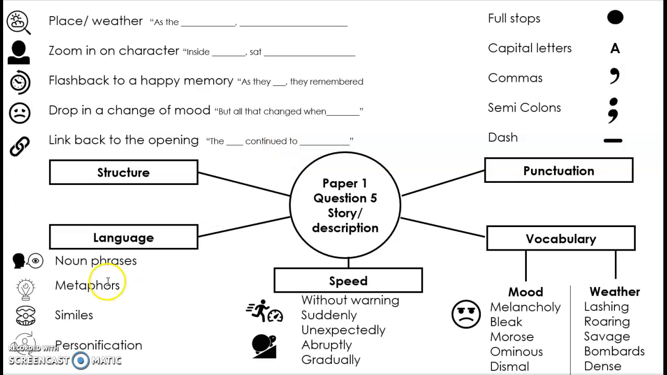You're also assessed on your language. So within the quality of your story, it's not just about how you organise it and structure it, but also the words you use. Noun phrases, metaphors, simile, personification. Those are the basic tools you have as a writer to bring the story to life, to really make the reader feel what it is to be in that character's shoes, what it is to stand in that location.